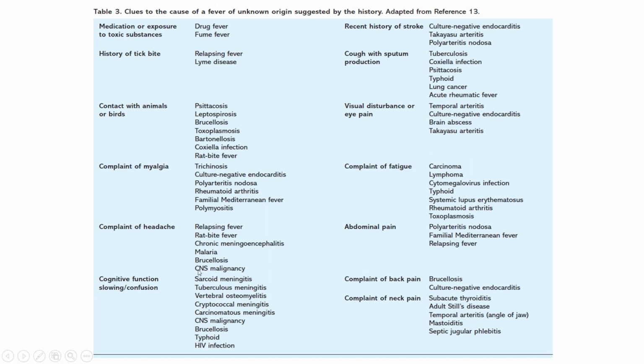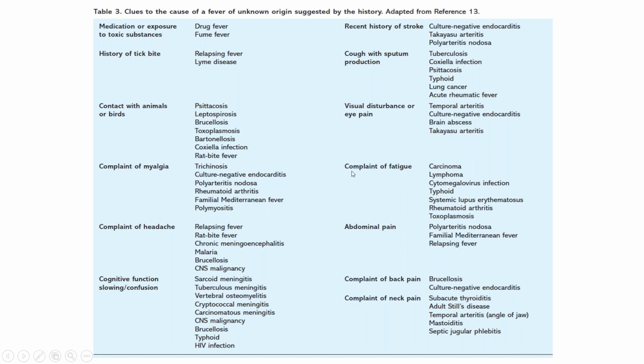If there is headache, think of a CNS malignancy, chronic meningoencephalitis, brucella. All these can cause fever. If there is cognitive slowing or slowing of mentation, think of tubercular meningitis, sarcoid involving the CNS, cryptococcal meningitis, a CNS malignancy, brucella, HIV, when there can be cognitive impairment. If a patient has cough with sputum production, then of course you will think of one of the infections that involves the respiratory tract. In India, you will always think of TB. Please try to think of TB before you think of anything else in prolonged fevers.